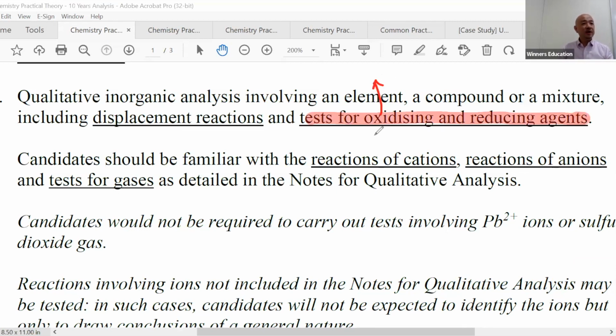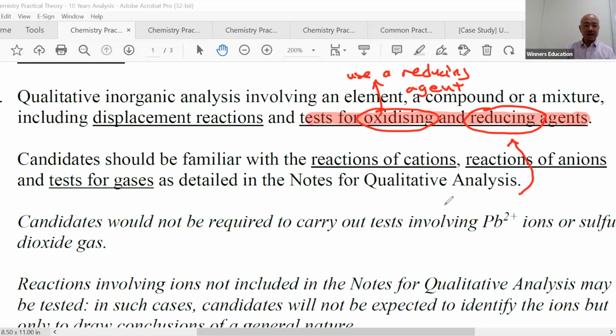You want to test for an oxidizing agent. Make sense? So let me use the color. You want to test for an oxidizing agent, so you'll be using what agent? You use a reducing agent. And if you want to test for a reducing agent, you will then use an oxidizing agent.